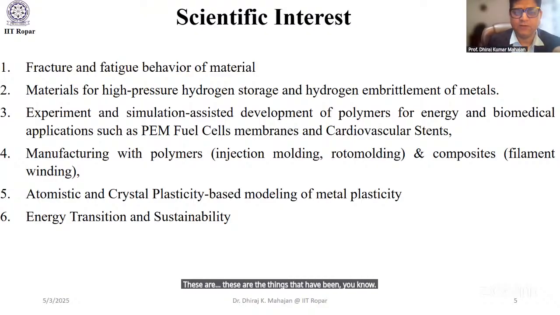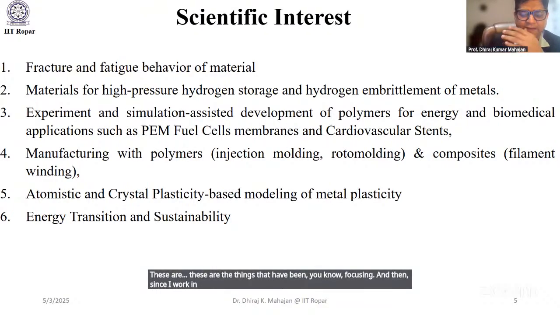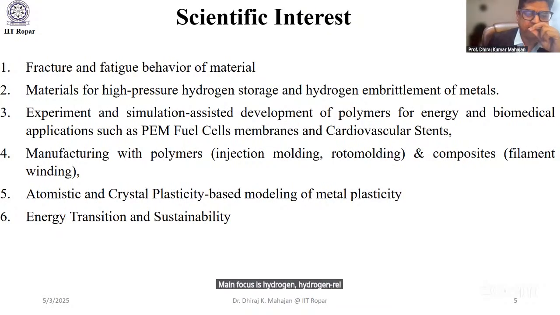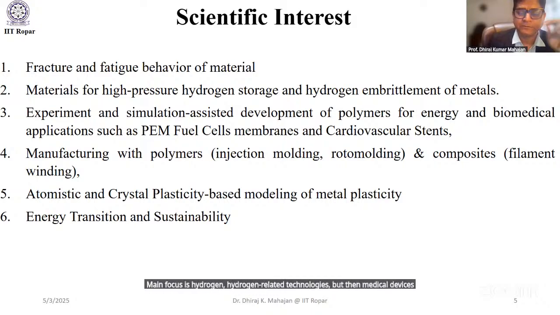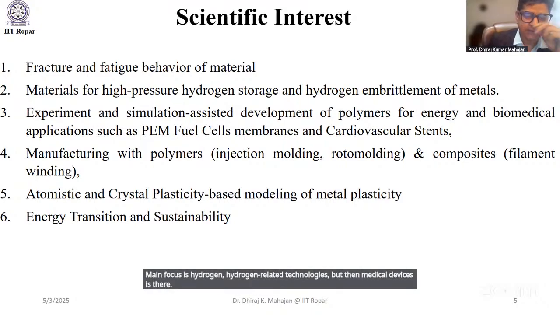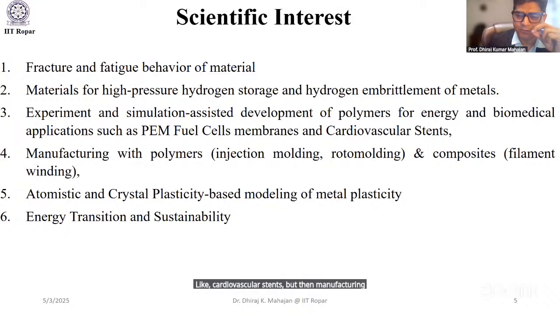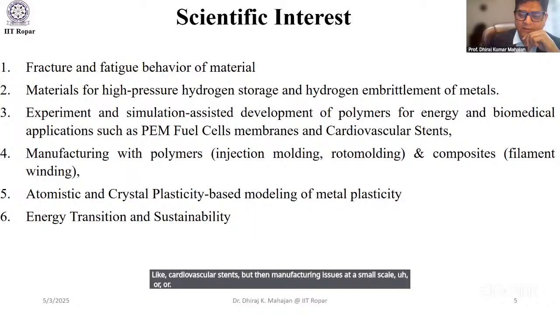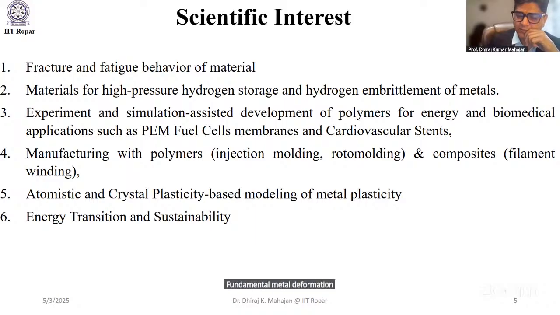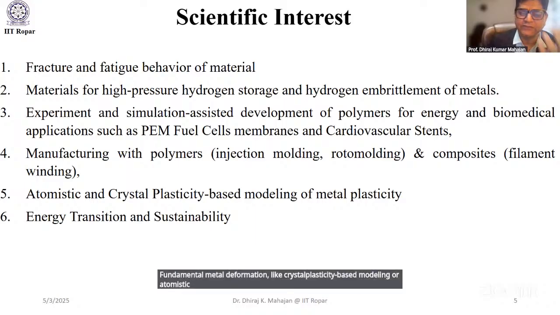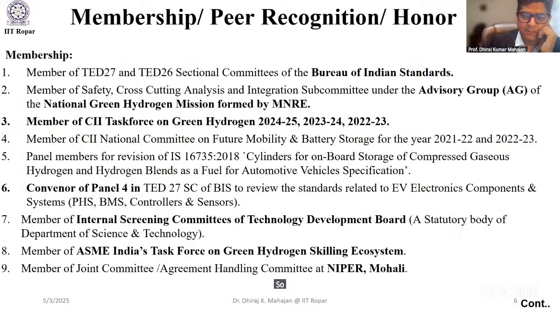Since I work in materials, manufacturing and design, I could open up multiple problems to work on. The main focus is hydrogen related technologies, but then there are medical devices, like cardiovascular stents, with manufacturing issues at a small scale, or fundamental metal deformation like crystal plasticity based modeling or atomistic modeling, and then energy transition and sustainability.